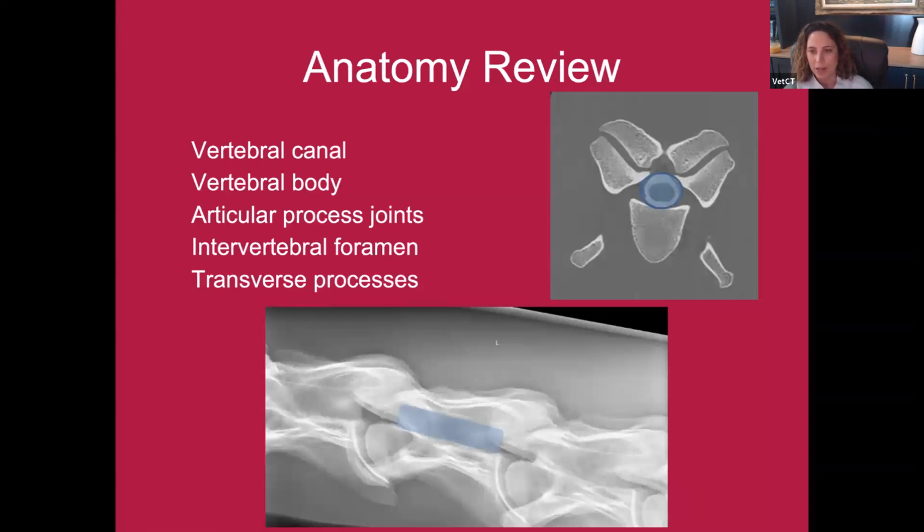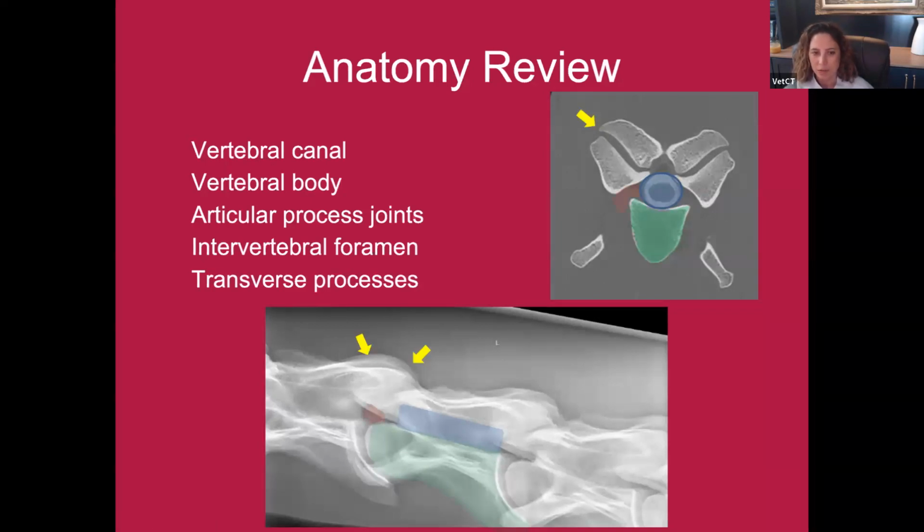So the vertebral canal is highlighted in blue, and that's where the spinal cord lives. It's housed between the vertebral bodies, which are shown in green, and the articular process joints, which are bilateral true joints on either side of the spinal cord. There's a joint capsule and joint fluid, just like any other joint, and this is where the motion of the neck comes from.